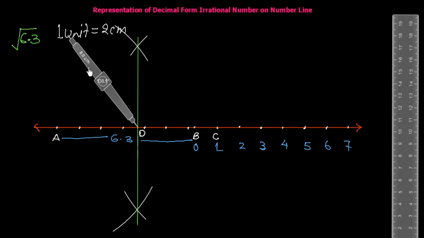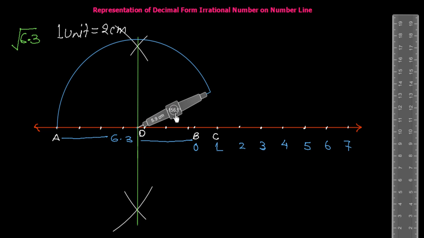So we draw one semicircle here from this point, taking the radius up to A. Okay, this radius we have taken. Now we have to draw the semicircle from A to C. We draw here one semicircle. Now it's perfect. So we have drawn one semicircle here from A to C.